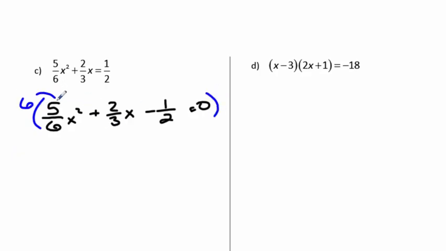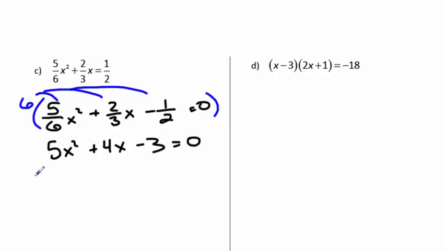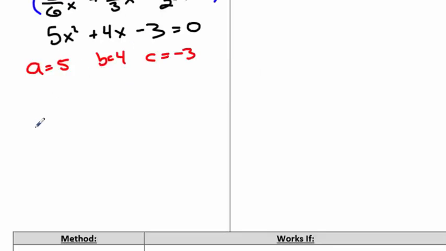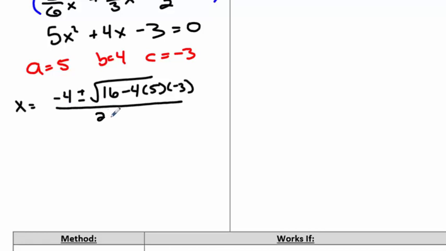Let's multiply everything by 6. This will become 5x squared. 2/3 times 6 is 4x, and 1/2 times 6 is minus 3 equals 0. These numbers, 5, 4, and 3, are going to be a lot easier to plug into the quadratic formula. So we're going to use a equals 5, b equals 4, and c equals negative 3. Okay, so in our quadratic formula, we have x equals negative b plus or minus the square root of b squared minus 4 times a times c all over 2 times a.